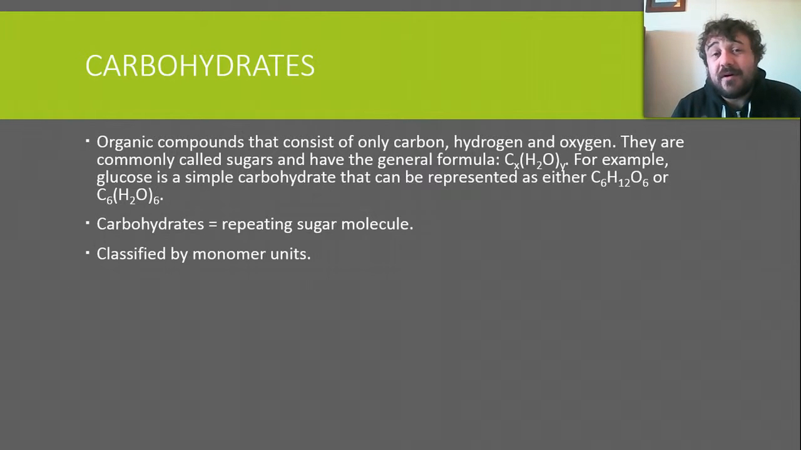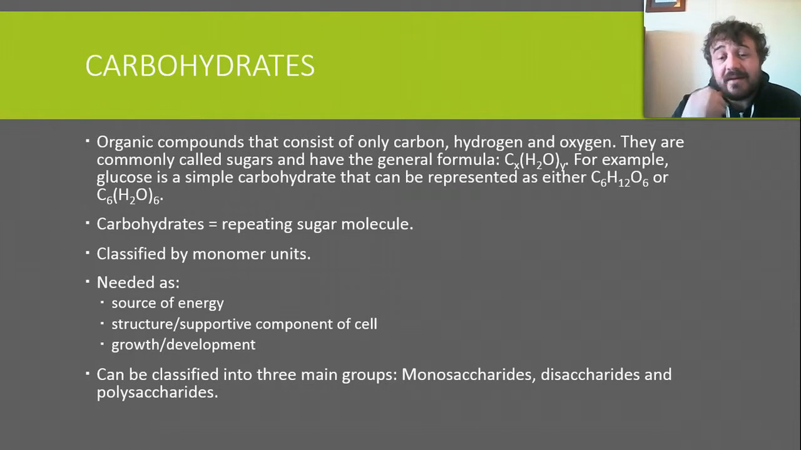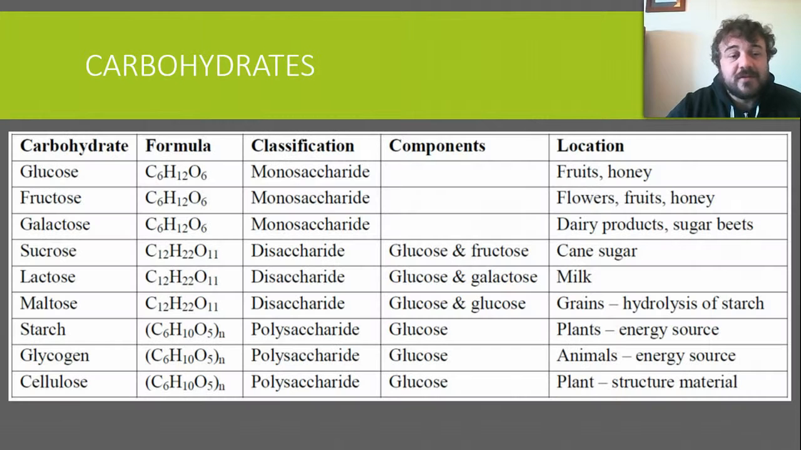They're classified by their monomer units. The monomer units are the individual sugar rings. They're really important as a source of energy, as structure and supportive components of cells, as well as for growth and development. We can classify them into three main groups: monosaccharides, disaccharides, and polysaccharides, which are much larger polymers.